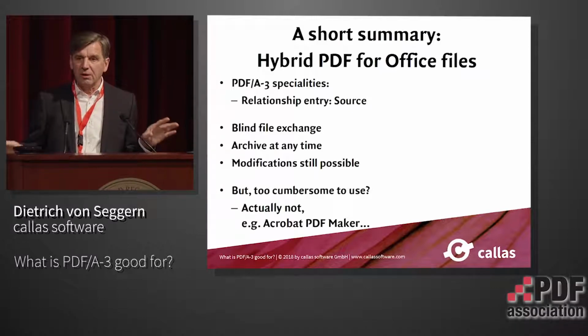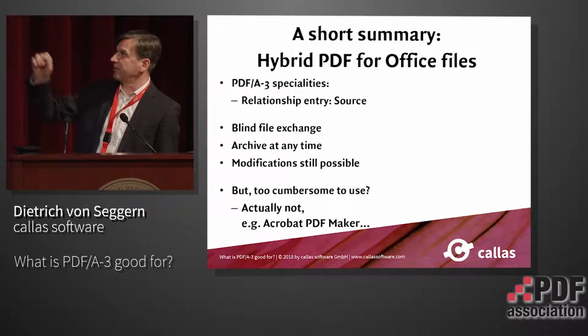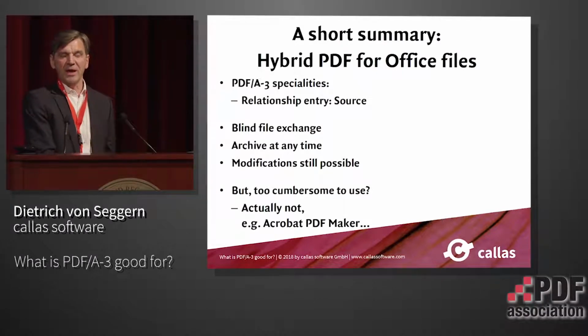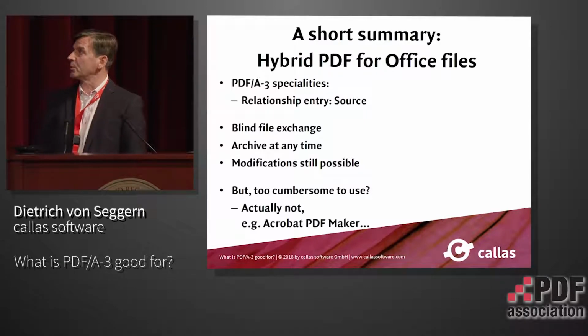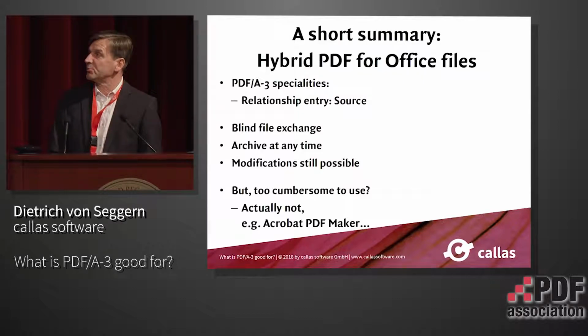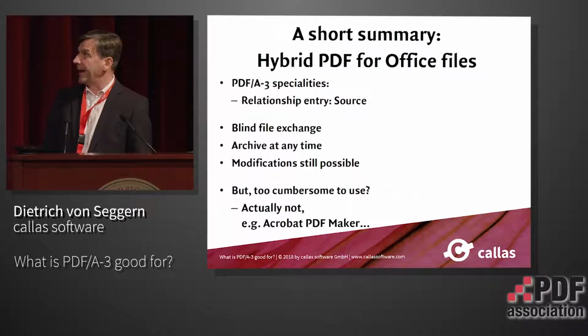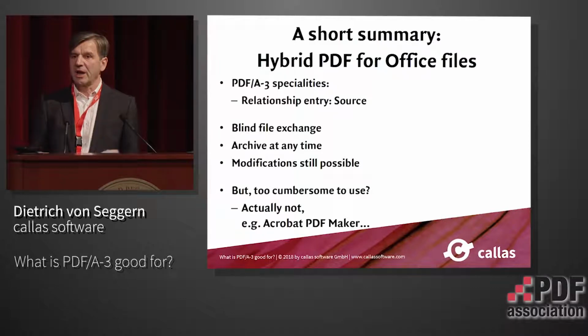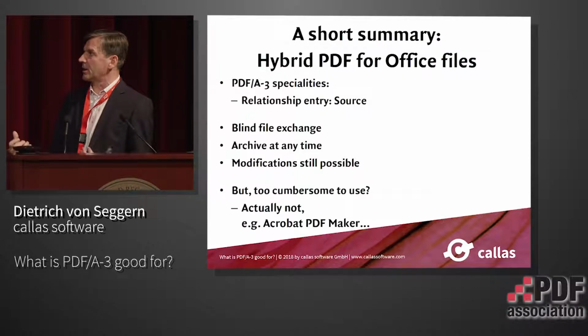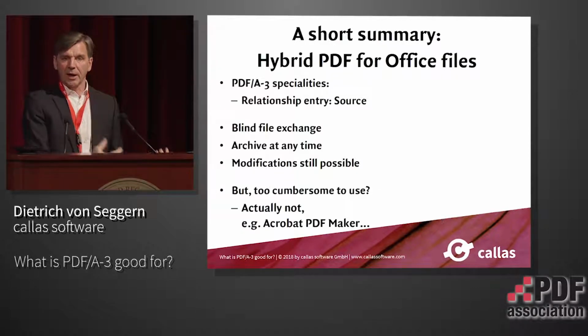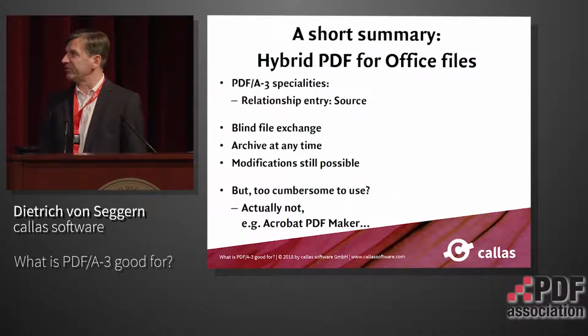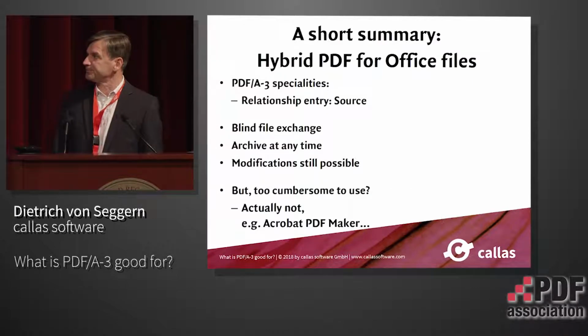So, short summary of this first use case, we have a relationship here between the embedded file and the container, which is a source. So the embedded file is a source of the PDF A3 container. And it's good for blind file exchange because it's PDF A, it's archivable at any time, but it still allows you to modify the whole thing if needed.